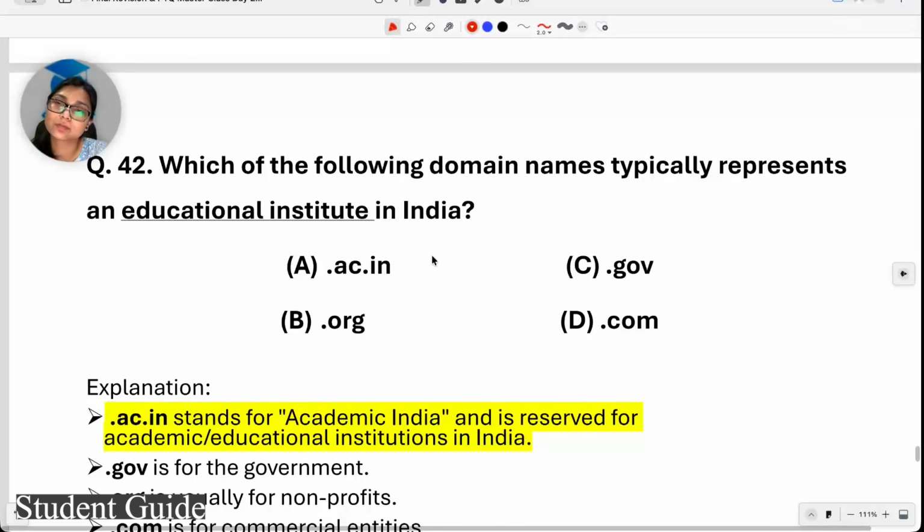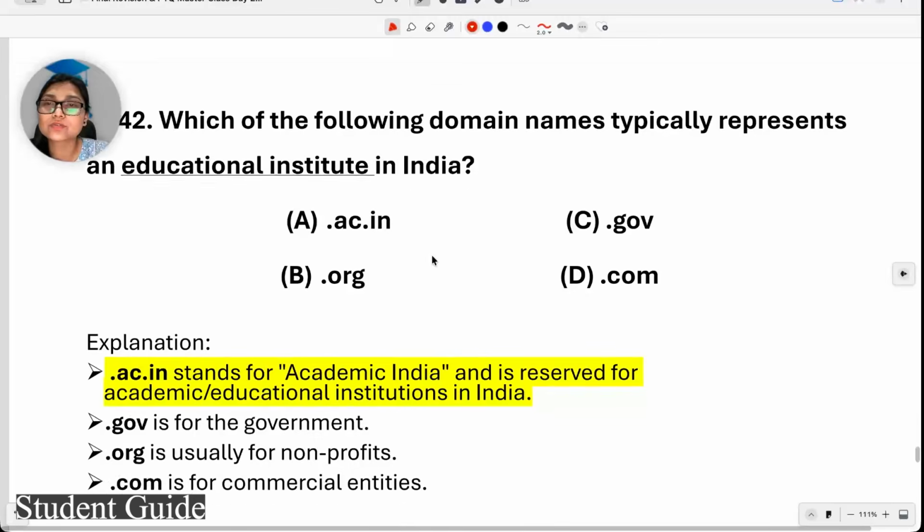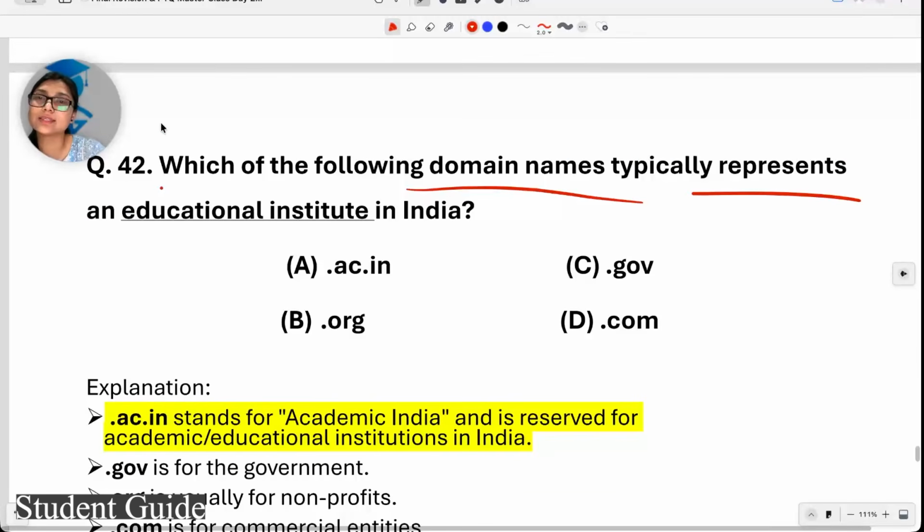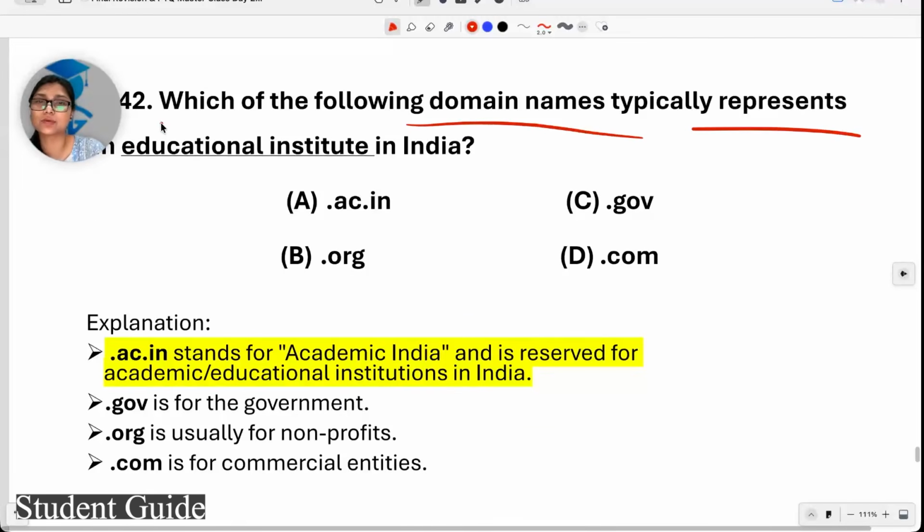So this was easy. Now moving to the second question. All of these questions are PYQ, by the way. So this question is asking which of the following domain names typically represents an educational institution in India? Okay, this is very easy. If you can see .gov.in or .gov, that is a government website. If it is .com, then that is a commercial entity. If it is .org, then it is definitely a non-profit organization.